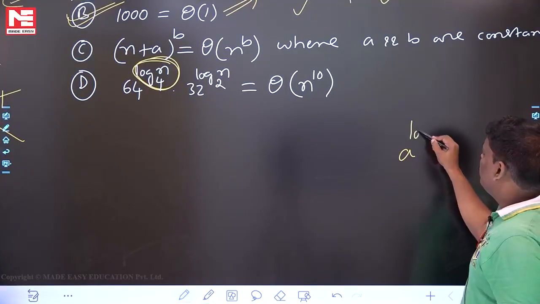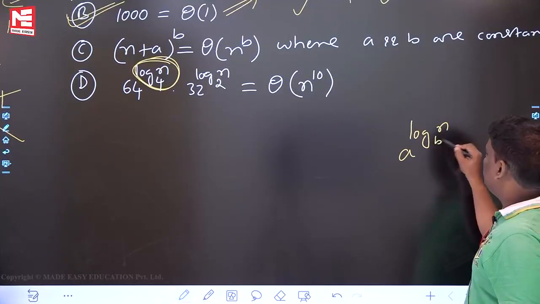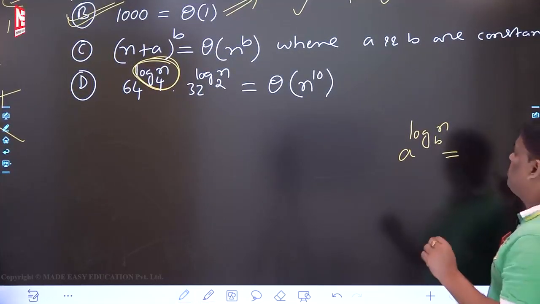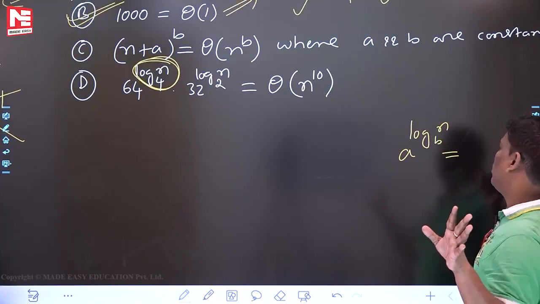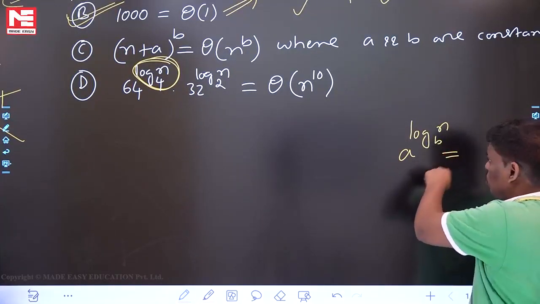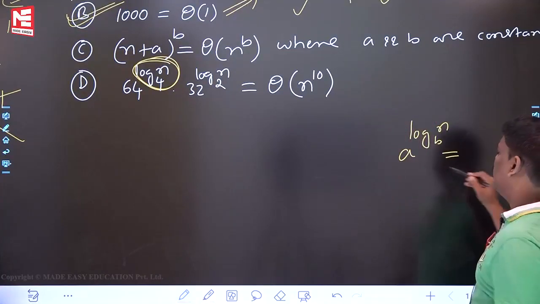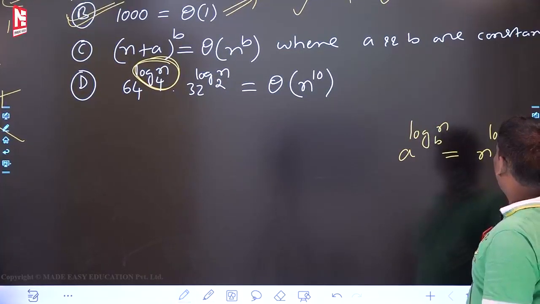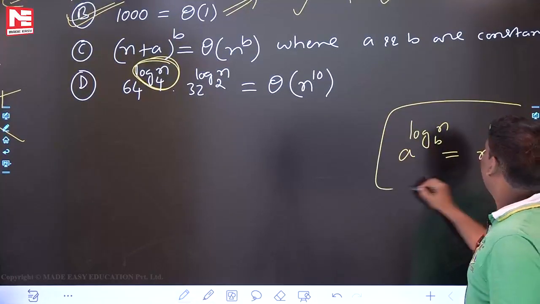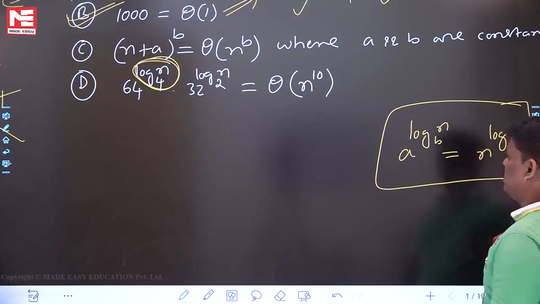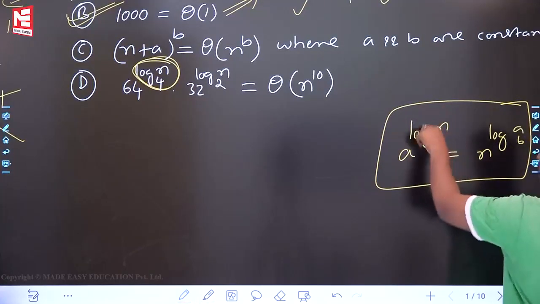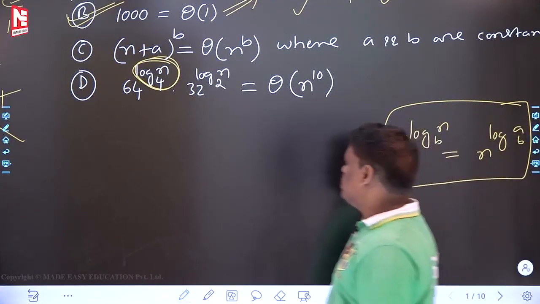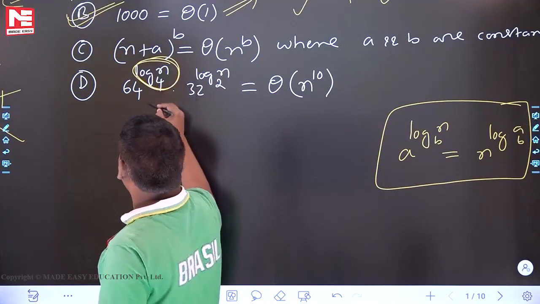A power log n base b is equal to, there is one formula in logarithms. See this formula, remember this one. You know many logarithmic formulas, right? I am saying one more new formula, or if you know it already, it's okay. A power log n base b is equal to n power log a base b. Please be careful. If log is in the power, you can utilize it. In the power, if log is there, you can use this formula. Some people are asking, sir, how to use?